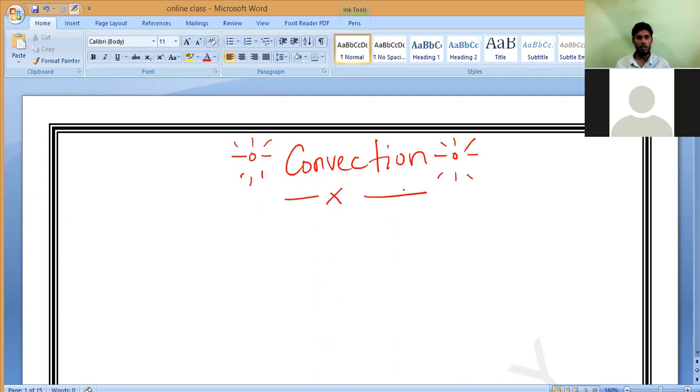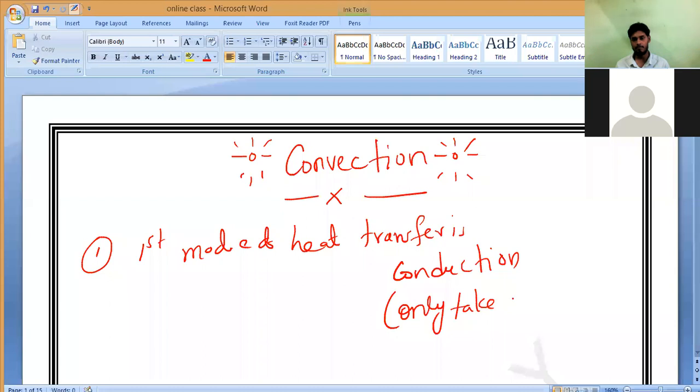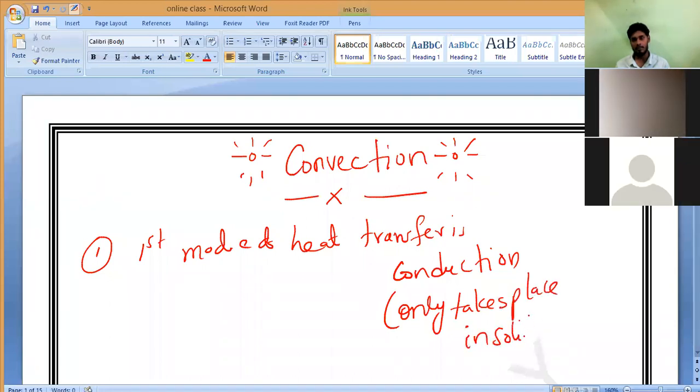So the first mode of heat transfer is called what? The first mode of heat transfer is conduction, which only takes place in solids. Understood?